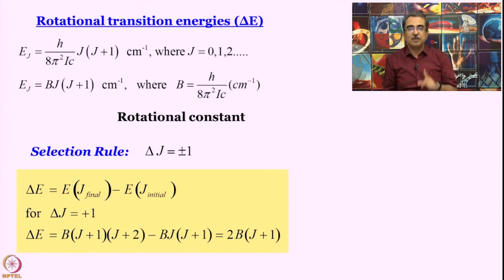So, what does it mean? It means two things. First of all, the energy levels are separated by 2B into j plus 1, we are going to show you the diagram. Secondly, your rotational spectral lines will also occur at 2B into j plus 1, of course we get line spectra.